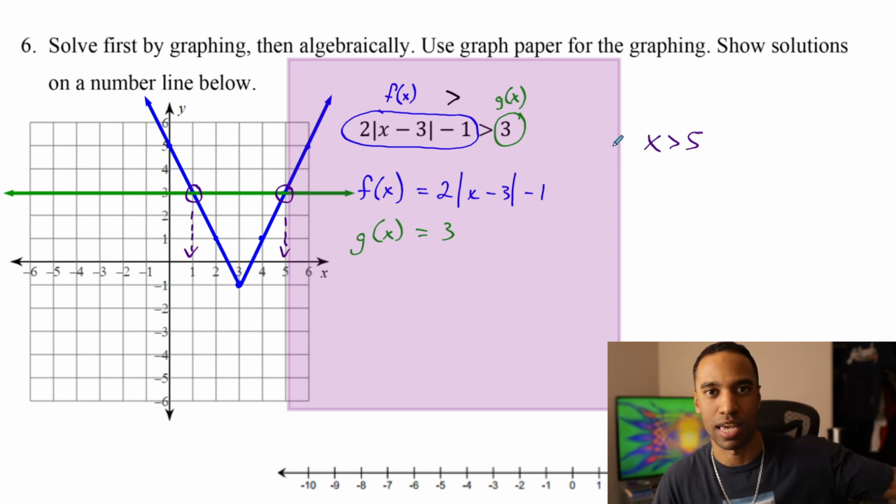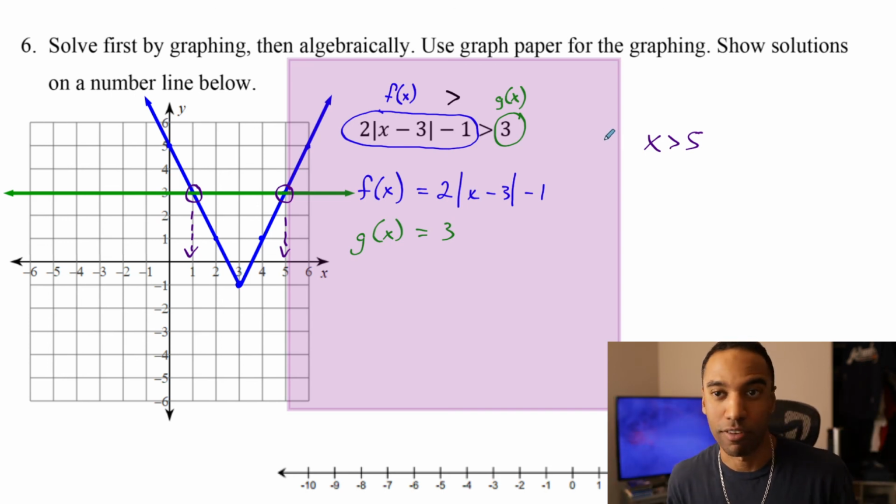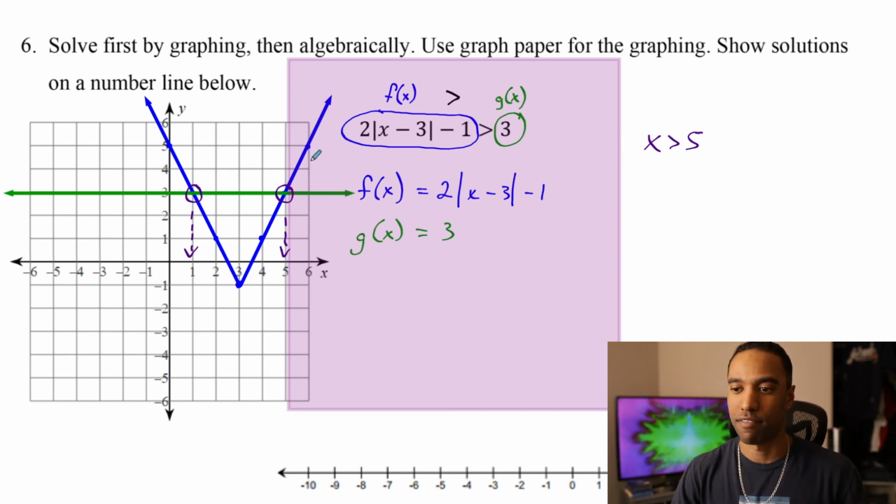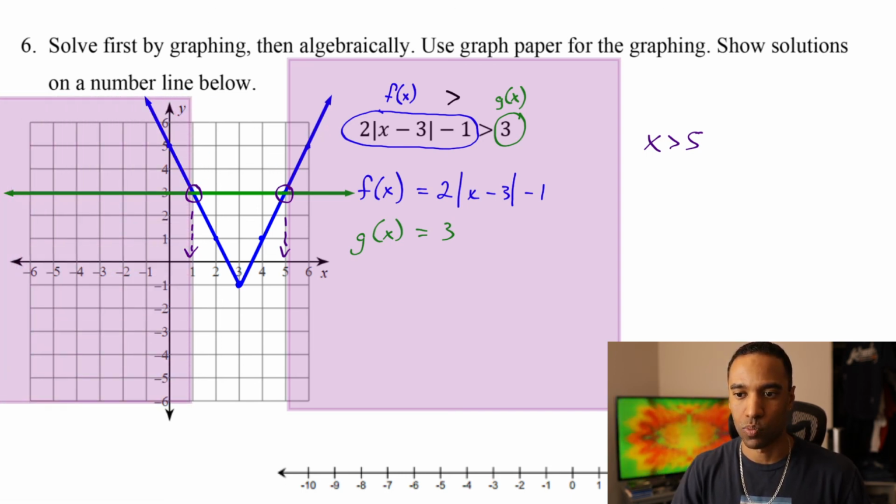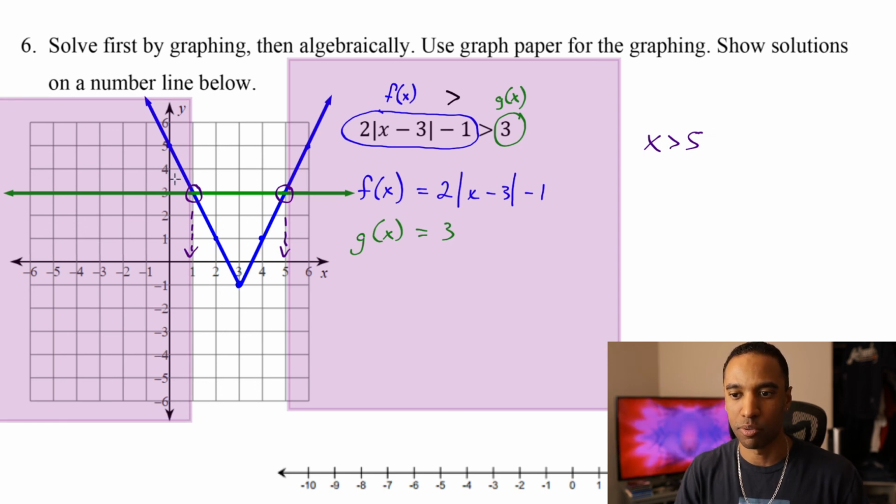6, 7, 8, 9, 10, 1,000, 5.5, all those. X is greater than 5 is one of your sets there, because blue is above green. Blue is also above green when you go in this direction as well. You can tell. Look at all that shaded stuff. Blue's above green. Anything less than 1.